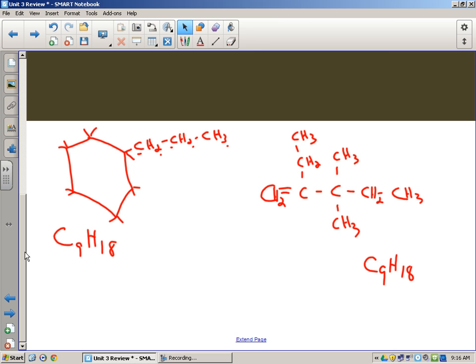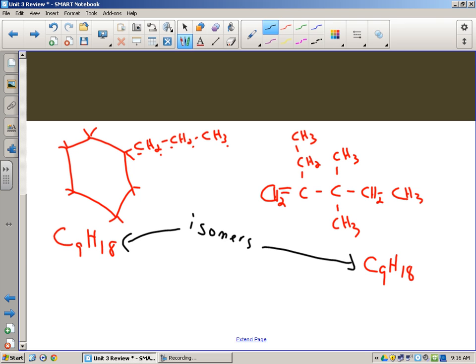those are called isomers, of course. Isomers have the same formula, so same formula, obviously different structures there, quite a bit different. All right, so those are isomers.